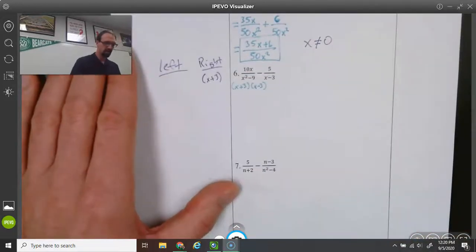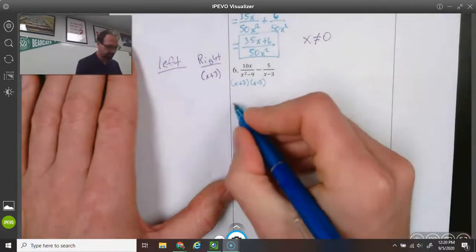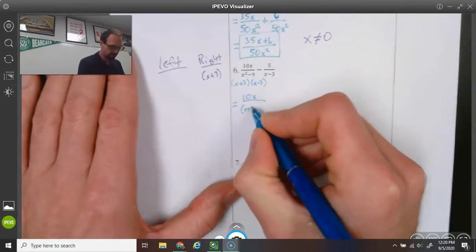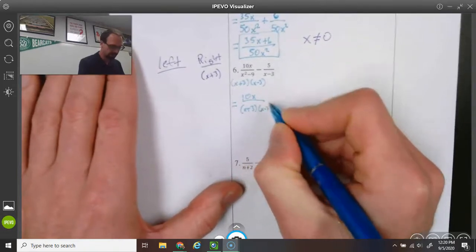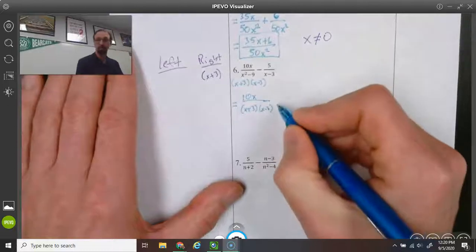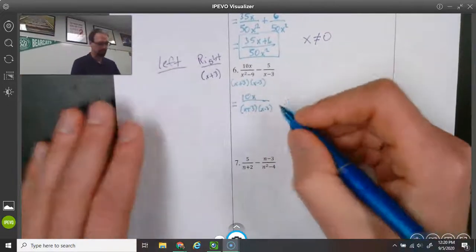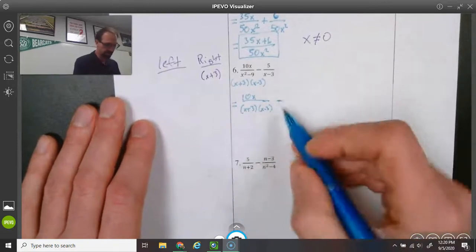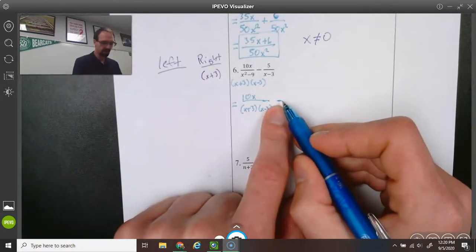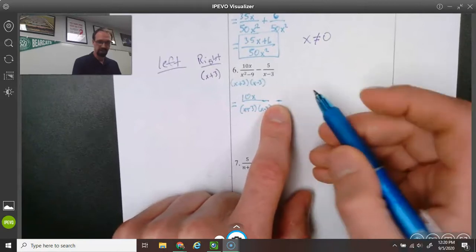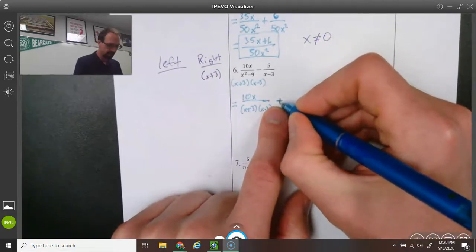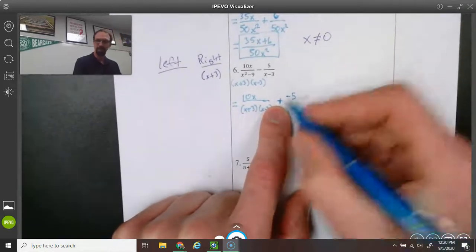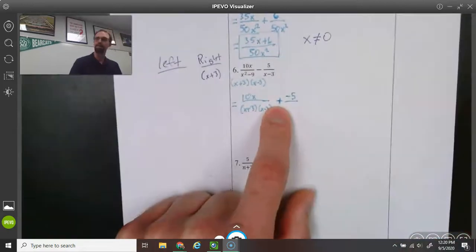So now when I go through and do that, when I set this up, I have 10x over x plus 3, x minus 3 over here. And then I'm not multiplying anything over here, so that can stay as it is. And then minus. Now this is where it gets interesting because of this minus sign. So what I'm going to do is change this minus sign into a plus, and I'm going to put a negative symbol in front of the 5. That will help with what's going to happen next.